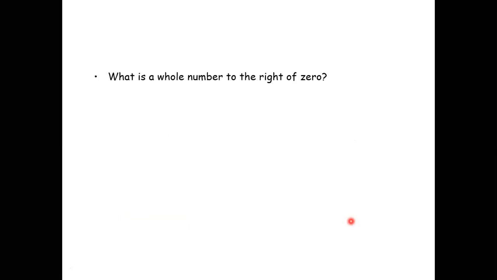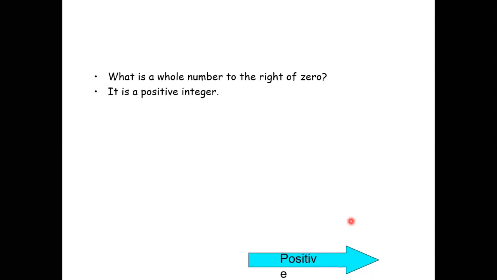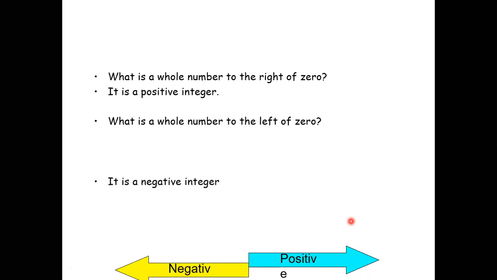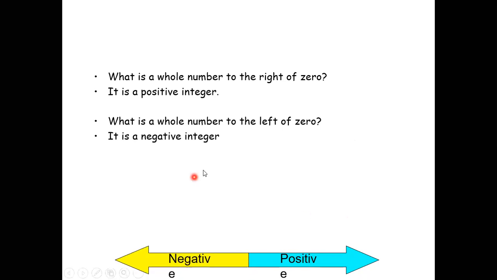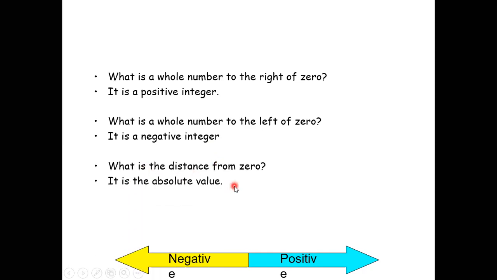So what is a whole number to the right of 0? The whole numbers to the right of 0 are positive integers. What is a whole number to the left of 0? A whole number to the left of 0 is called a negative integer. What is the distance from 0 called? The distance from 0 is called absolute value.